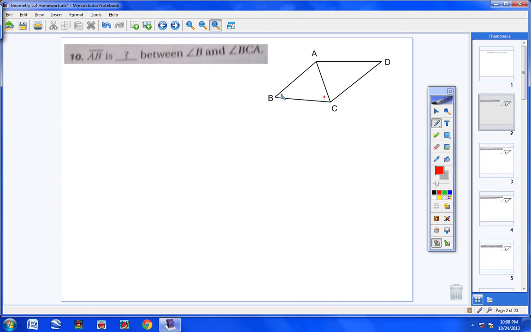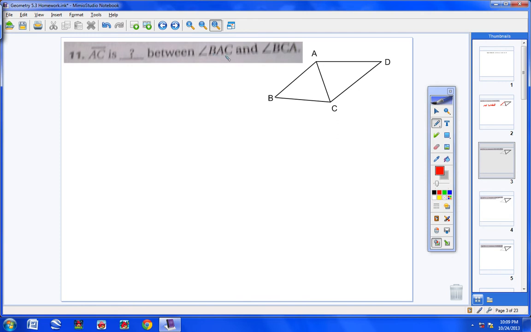Now look, if we're dealing with this angle here and this angle here, then the included side has to be this side right here that's between those two angles. And the side they're asking us about is AB. So is AB between those two angles or included between those two angles? No, it is not. So we say that AB is not included. Okay? All right, let's take a look at number 11.